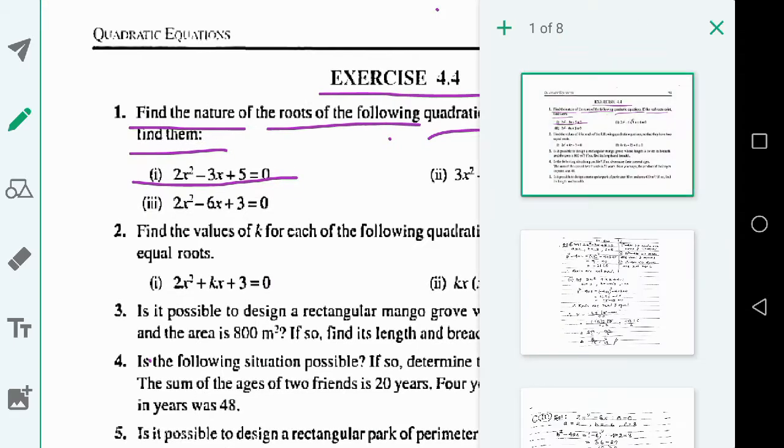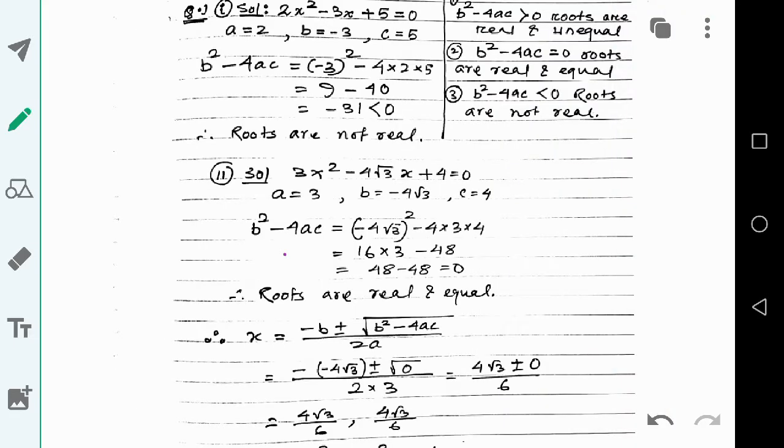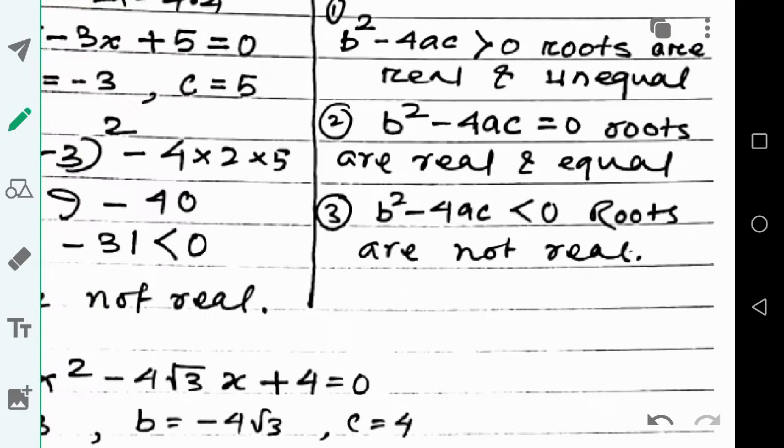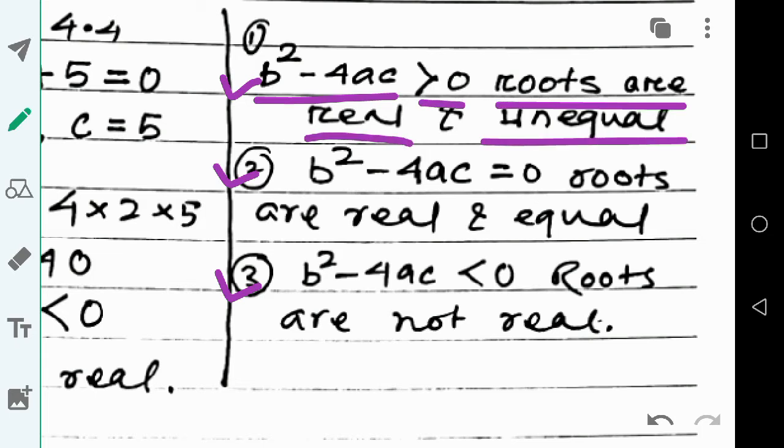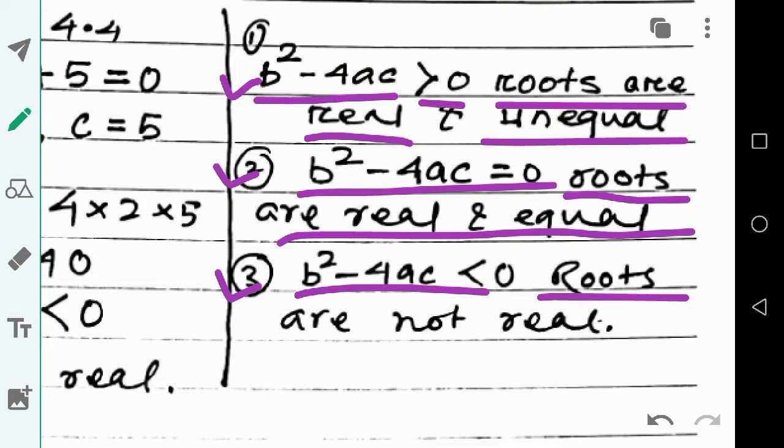In order to determine the nature of the roots of a quadratic equation, we must know these three conditions. If b square minus 4ac is greater than 0, then roots are real but not equal, they are unequal. If b square minus 4ac is equal to 0, then roots are real and equal. If b square minus 4ac is less than 0, that means a negative value, then roots are not real.